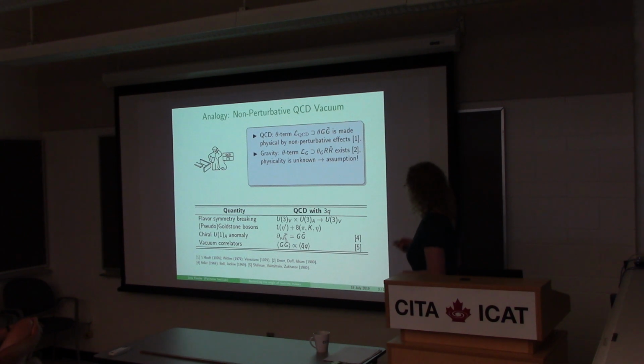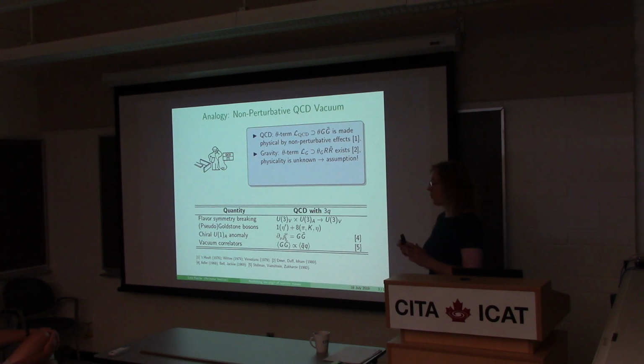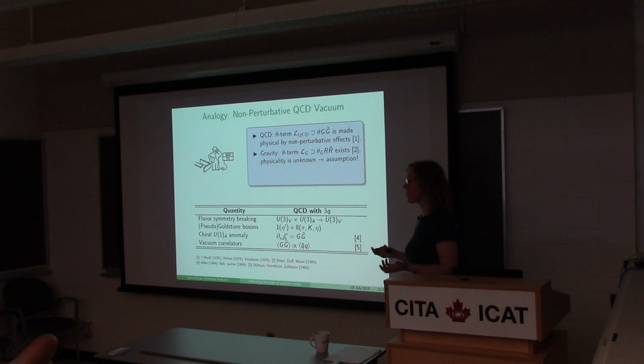And this term exists in gravity, but just as in QCD, we don't know whether it is physical or just mathematical. What it means is that this term is a total derivative, just as in QCD. So we are standing in front of the same question as people did in the QCD case. We don't know whether there are non-perturbative effects that make it physical or not.